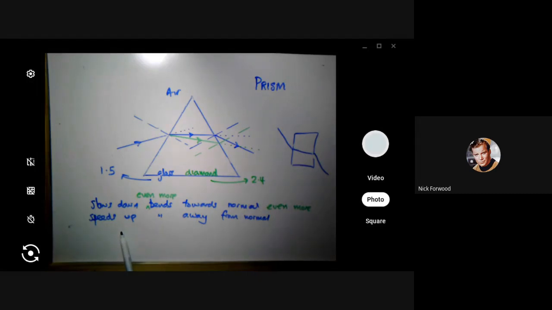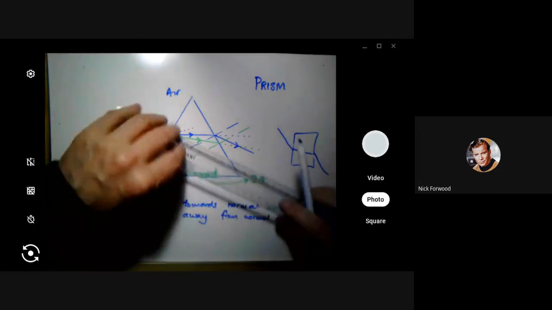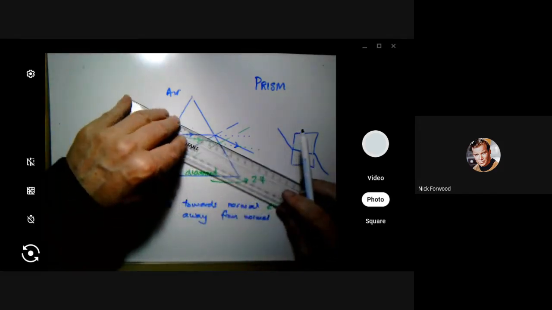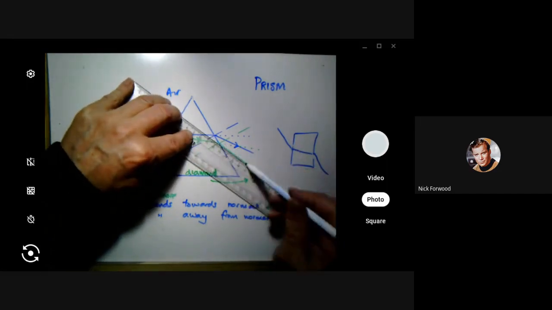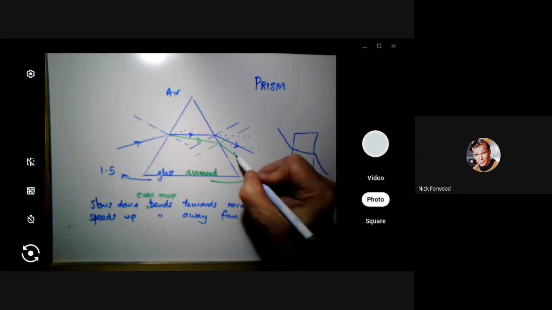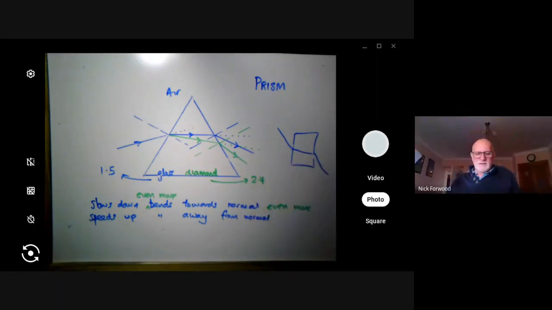Okay, so that means it's going to bend away from the normal even more. So we put even more in there. Speeds up even more when it comes out, bends away even more when it comes out. So how can it bend even more? Well, you can bend even more if it comes out like that. Okay, like that.